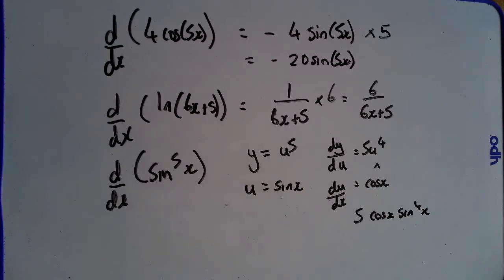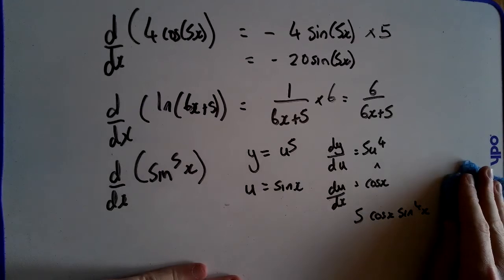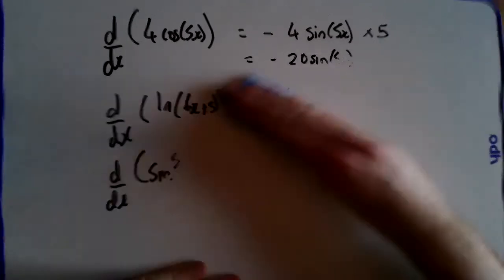And you might be able to do that without writing the chain rule out, especially if you practice a lot. But if it helps to write the chain rule out, write it out. Remember, the chain rule is just dy by du times du by dx.